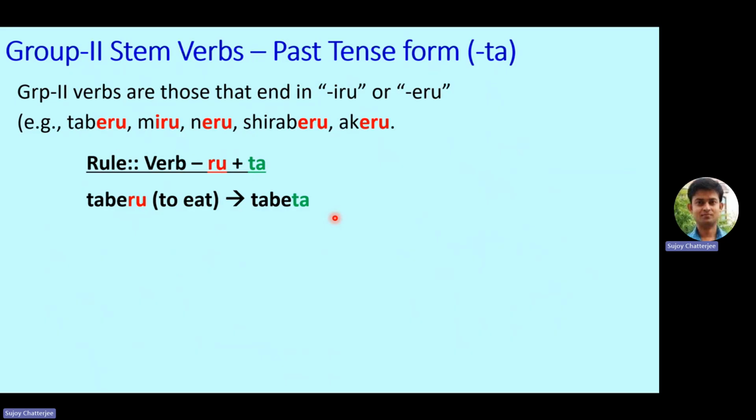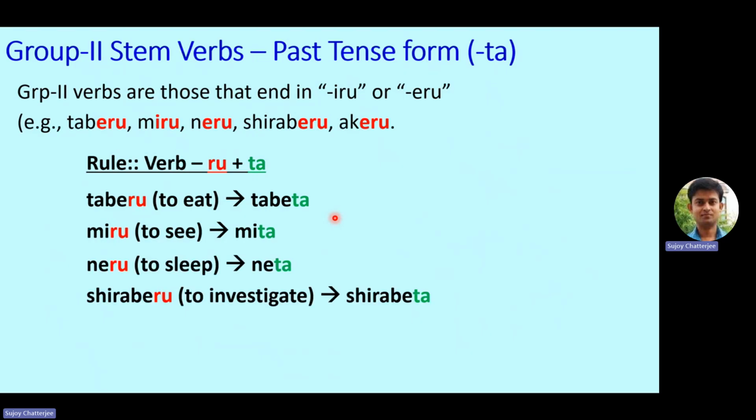Taberu becomes tabeta. Miru becomes mita. Neru becomes neta. Shiraberu becomes shirabeta. And akeru becomes aketa. So in this way, you can think of more verbs that end in eru or iru, and you just need to replace the ending ru with ta. This is group 2 stem verbs.